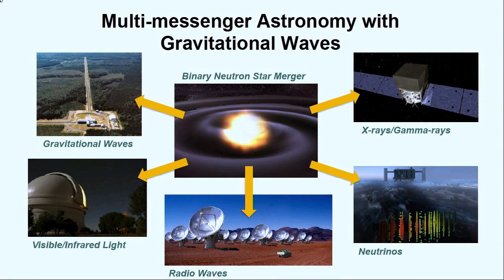Of course, in a binary neutron star, the exact opposite is true. You expect to have a lot of light. You expect gamma ray bursts, depending on what's happening in this particular case. There's a kilonova, you see infrared light, you see radio waves. In this particular case, we didn't see any neutrinos, mainly because the thing is too far away.